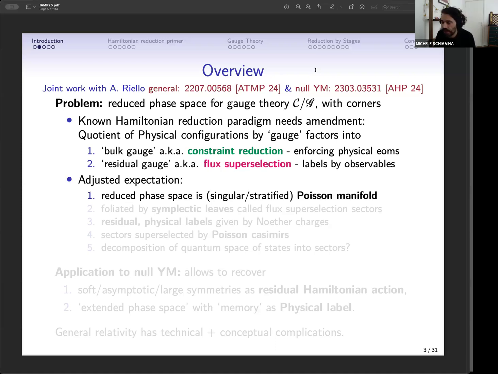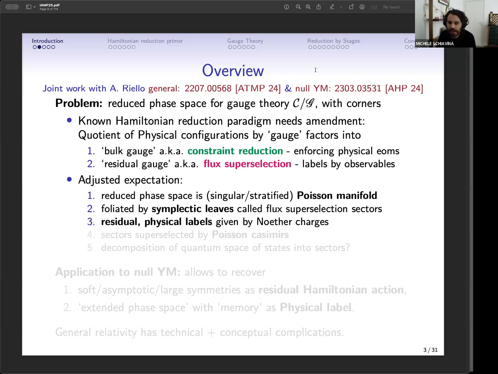So the expectation that needs to be adjusted because of what I'm going to say today is that the reduced phase space in a gauge field theory is, in general, going to be a Poisson manifold. This Poisson manifold obviously might be singular or stratified, so composed of various smooth strata. But in good cases, this can be described and also quite explicitly. And since it is a Poisson manifold, this is going to be foliated, as I mentioned, by leaves. And these leaves are symplectic. And these are what we call flux superselection sectors. These should be a classical analog of quantum superselection sectors in AQFT.